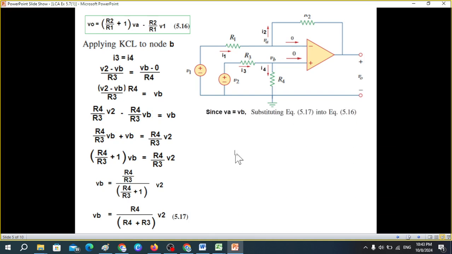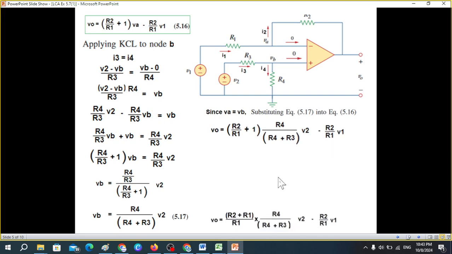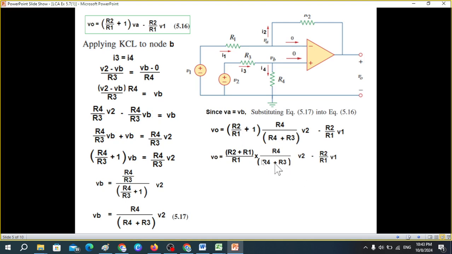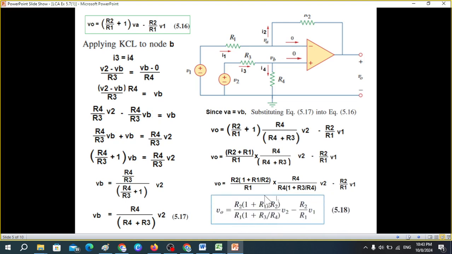And now we know that VA is equal to VB. We have to keep this in mind. Substituting equation 5.17 into 5.16, for VA we write this value, which is that of VB. So we get the new equation here, and here also we'll just manipulate. I hope you can follow. Further, we get this answer. So this is our final answer that we can use in solving questions.